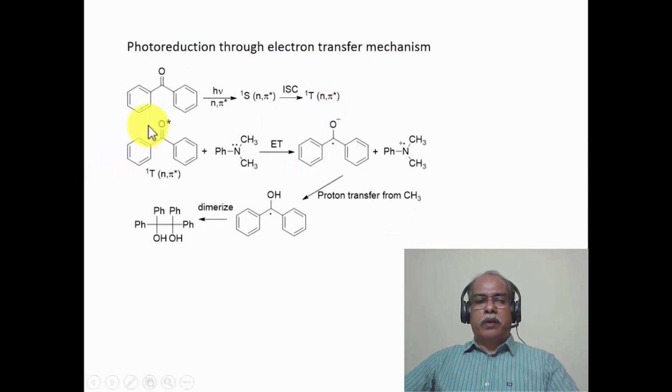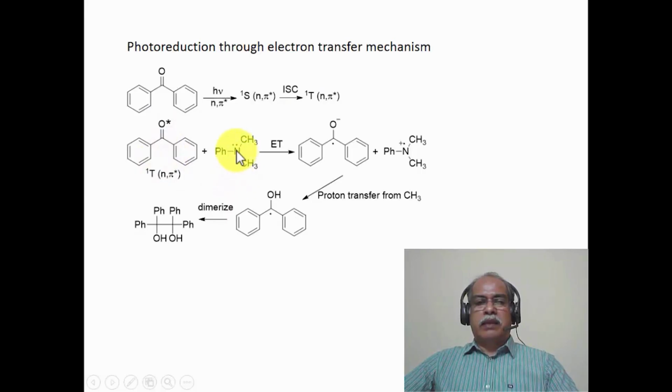Now, the ketone reduction can also take place in the presence of tertiary amines, for example. Here is an example of a photoreduction of a carbonyl functional group using electron transfer mechanism. The reaction mechanism is fairly simple. The benzophenone initially undergoes photoexcitation to give a singlet n-pi star state. It undergoes efficient intersystem crossing to give the triplet n-pi star excited state. The triplet n-pi star excited state is a good oxidizing agent.